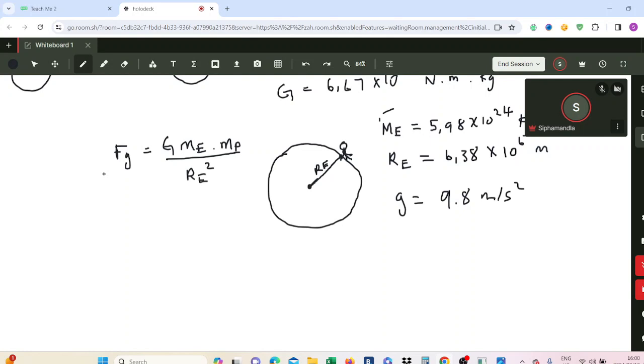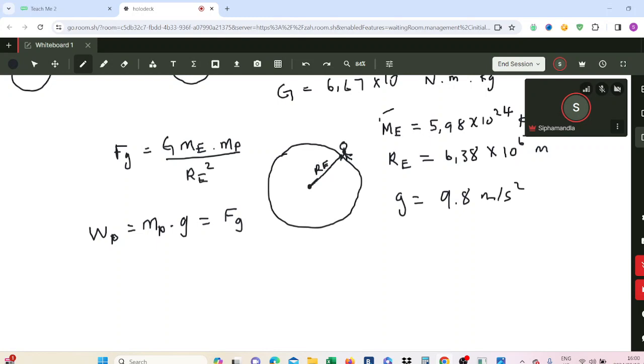Now, let's say we want to calculate the weight of this person. The weight of this person is equal to the mass of the person times the gravitational acceleration, which is 9.8, because this person is still on the surface of the earth, and I want to find the weight of this person due to the earth. Now this weight is also equal to the force of gravity that is exerted by the earth on this person.